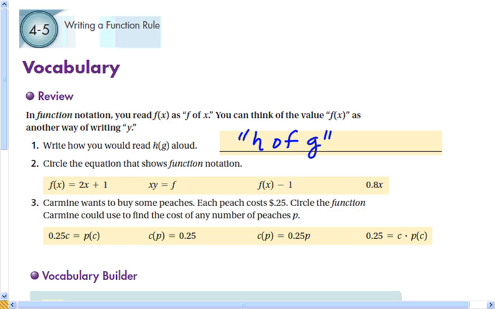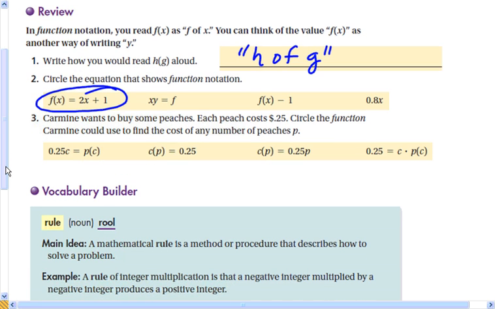You would read that as h of g, which means that h is a function of g, where h is the dependent variable and g is the independent variable. That one is an equation in function notation. Costs 25 cents, circle the function. Right here represents a cost function where the independent variable is the number of teachers you buy.